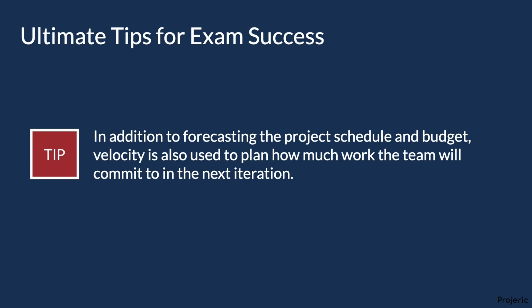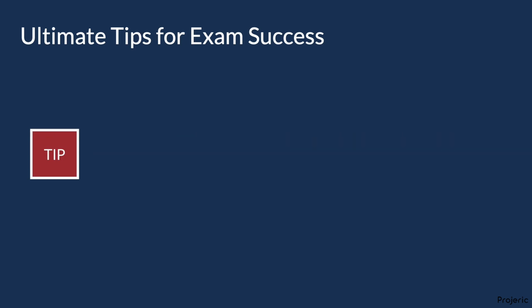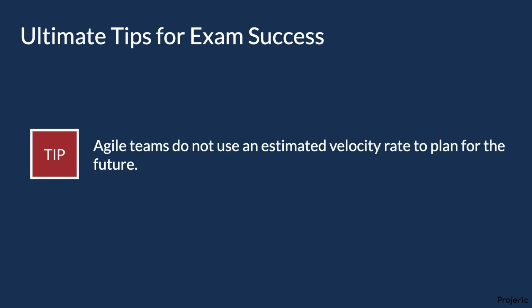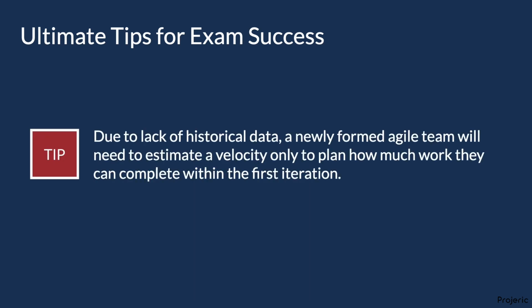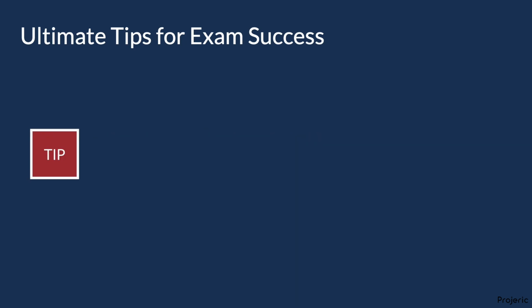In addition to forecasting the project schedule and budget, velocity is also used to plan how much work the team will commit to in the next iteration. Agile teams do not use an estimated velocity rate to plan for the future. Instead, they use actual velocity rates. Due to lack of historical data, a newly formed Agile team will need to estimate a velocity only to plan how much work they can complete within the first iteration.